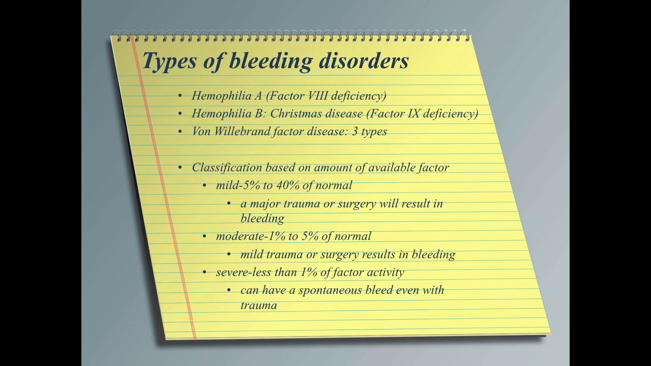Moderate expression of the disease is when they have only 1 to 5% of the normal levels of the factor. And now with this, only mild trauma, so just something like falling off of your bike or falling on the playground or having surgery will result in a bleeding episode. And those who have a severe disorder only have 1% or less of factor activity available, and so these kids can have a spontaneous bleed even without hurting themselves.